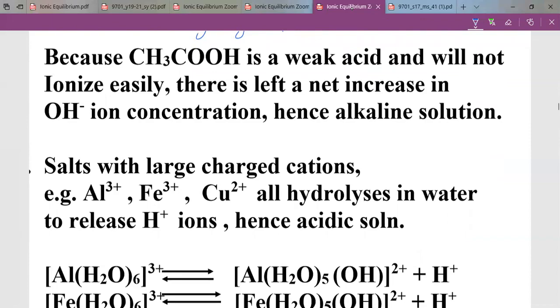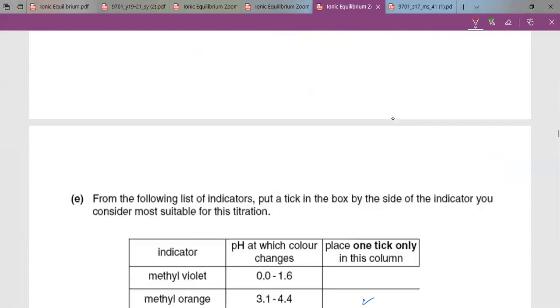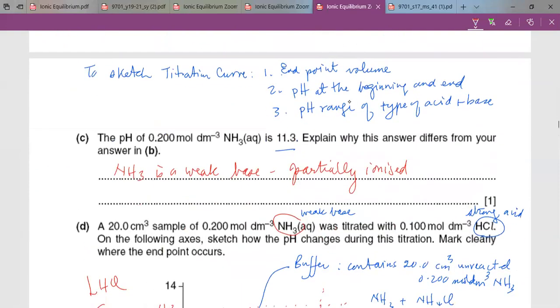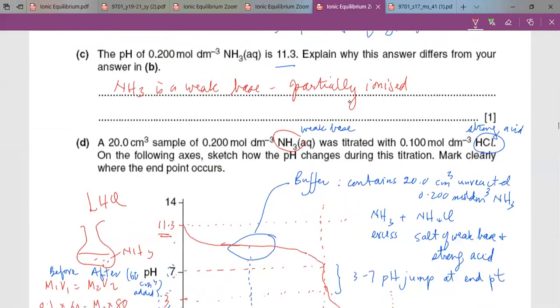Let's go quickly now to all the questions that they want to talk about, and how to plot this kind of graph. Now the first one, of course, is here. They say ammonia, pH of 0.2. We did all this before already, but I left this part undone because you can't do everything one time. So the pH of pure ammonia solution of 0.2 moles is 11.3. Why? Because the weak base is partially ionized.